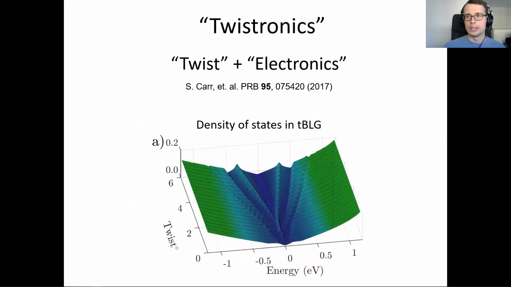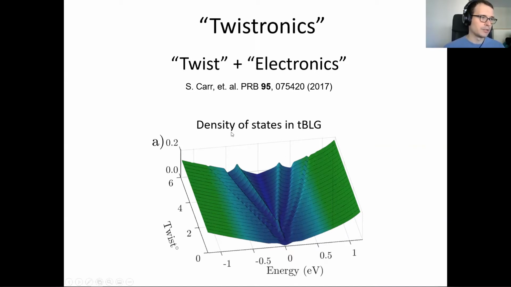Okay, so at the beginning of my talk and during David's introduction, we called this Twistronics, which is a combination of the words twist and electronics. This is a word we coined in a theory paper in PRB quite a few years ago. But the main idea is that this twist angle gives you a smooth tunability of the electronic structure. And that's shown in this calculation here.